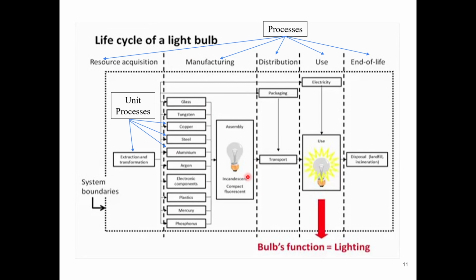So that is a broad unit process, which will be a function of all these elements. For example, in the light bulb case it can be two types for our comparison: one can be incandescent or one can be compact fluorescent. In the case of the distribution process, it can have unit processes such as packaging and transport. In the case of use, it will have the unit process of electricity, for the purpose of lighting, and that is the bulb's function, basically lighting. And in the end of life category, we will have unit processes such as disposal. Disposal can be in terms of landfill or incineration, that is burning.